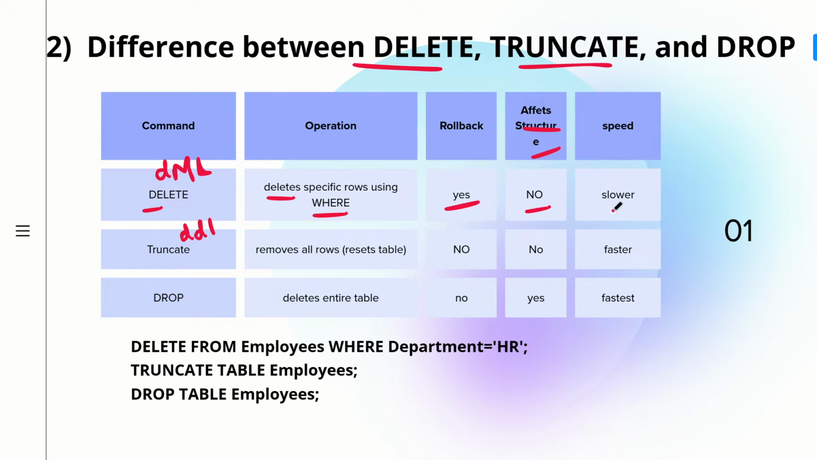And how is the speed? Speed is slower. If you're deleting any row, the speed is slower if you're using the delete command. Then we will see truncate. It comes under DDL.